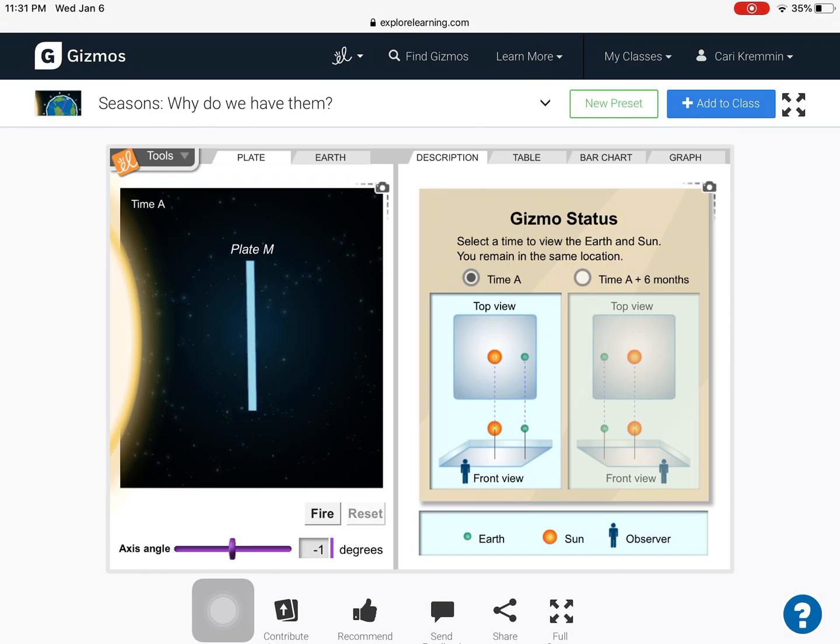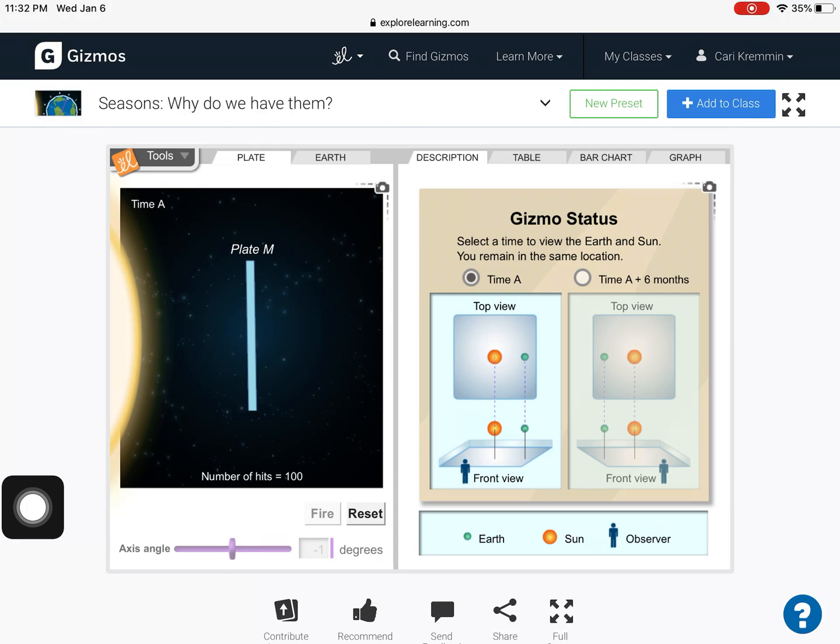Close enough. Okay. And then I've got this fire button here, which is going to launch some radiation or solar energy at the plate representing Earth right now. Okay, flat Earth. When I launch it, it's going to launch what it says here is a number of 100 lines of radiation. And when it's flat like this, all 100 hit the plate.